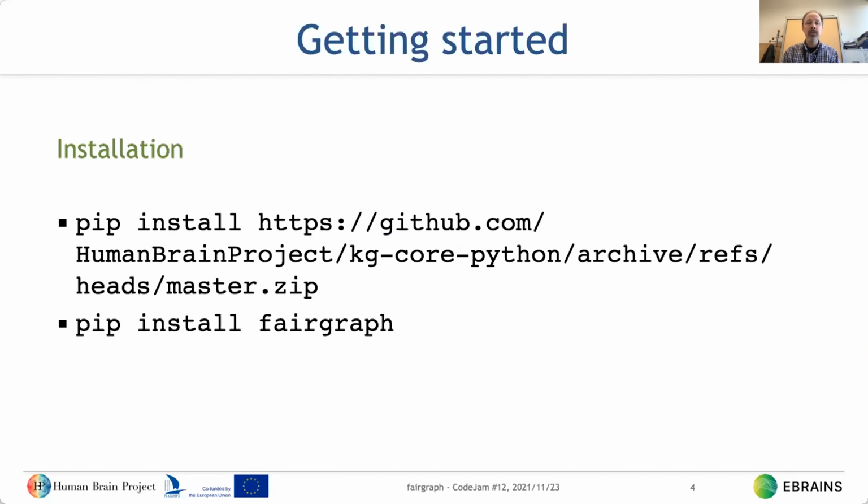Currently, to install it, you have to install the KG Core Python library directly from GitHub. I think soon it will be on PyPI, so it'll be much simpler. Just pip install KG Core Python and then pip install Fairgraph.